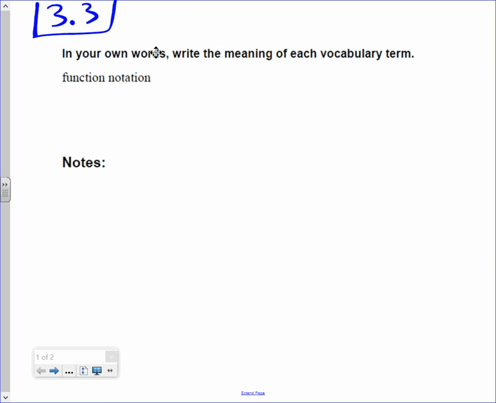Function notation. What the heck is function notation? It's only one word. We're only going to define one word right now. Pretty easy note session, Rodriguez.